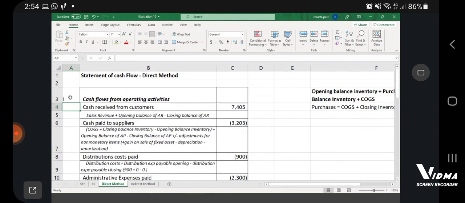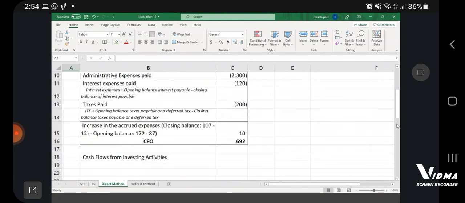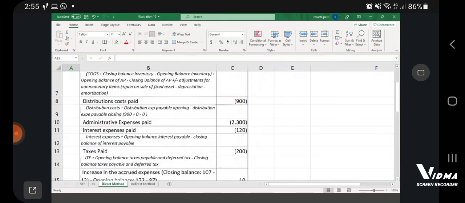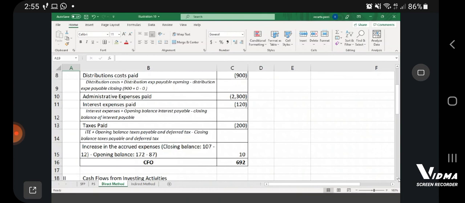Second and third. So the first section was cash flows from operating, and then secondly, cash flows from investing activities. Any questions so far before I proceed with the investing activities? Have a look at the calculations of the different payments and receipts over here. Please do not forget anything.